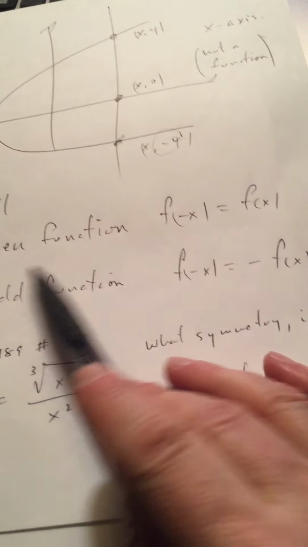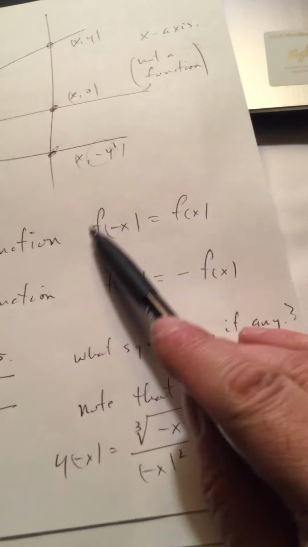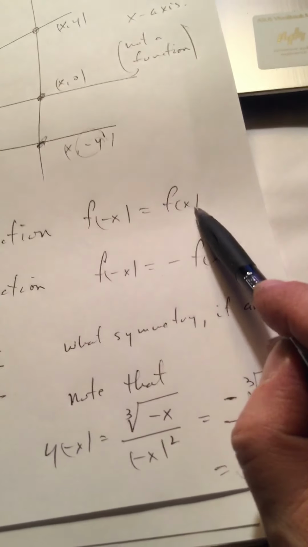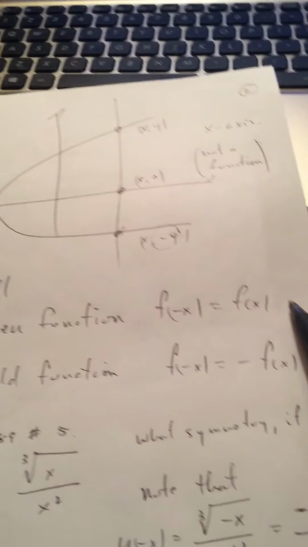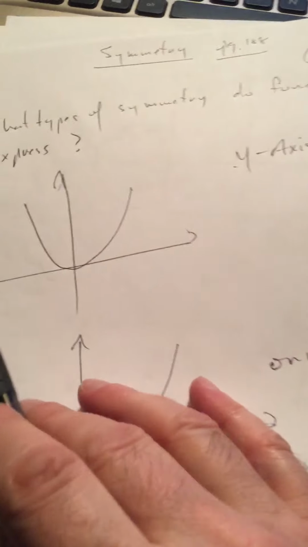So y-axis symmetry is an even function. It's represented by an even function. So f of minus x is equal to f of x. So what happens on this side also happens on this side.